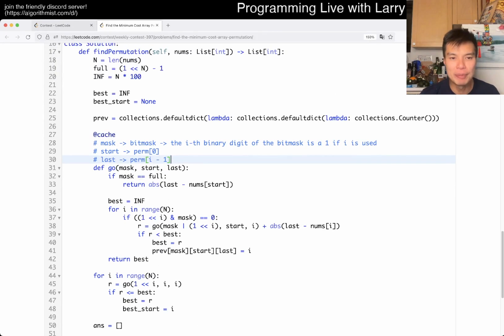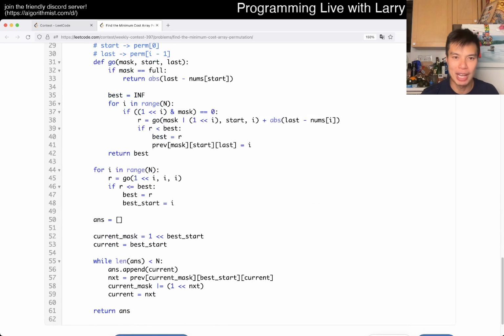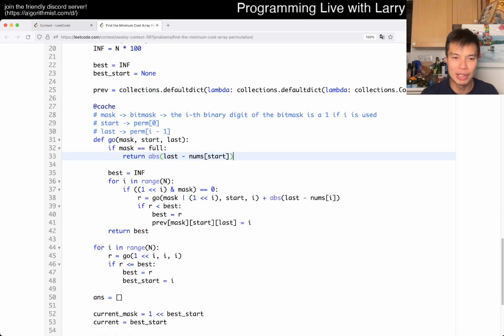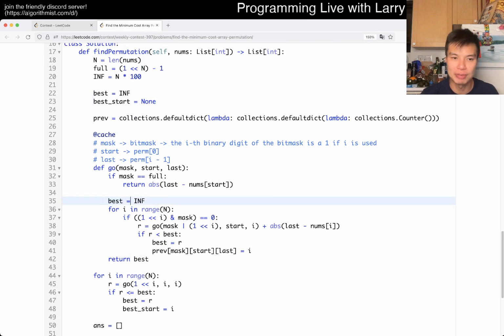And here we go. If bitmask is full, which means that we used all the digits, then we just calculate the last digit minus num sub start. And of course, this is foretold in this formula, right? The last permutation index minus the first number, so that's why we have it like this. Absolute value of. Otherwise, we do a brute force to minimize this function, which is from best.